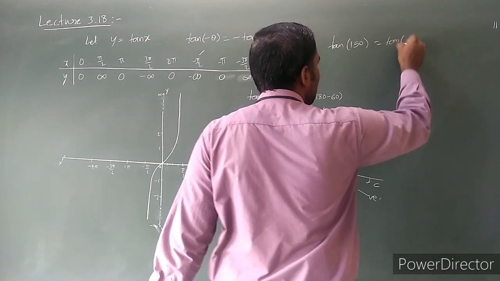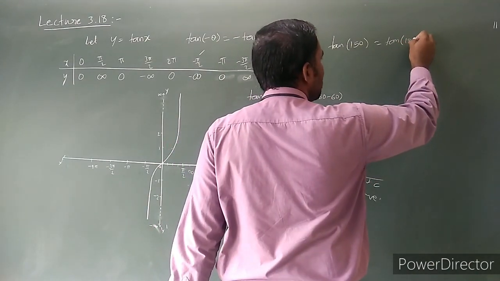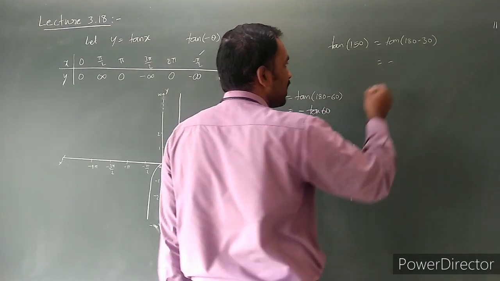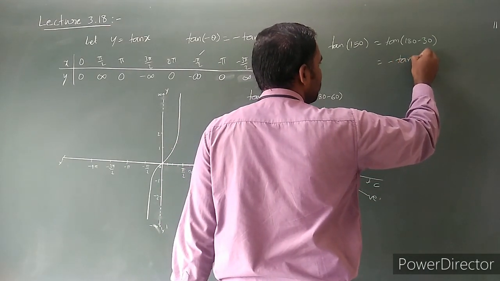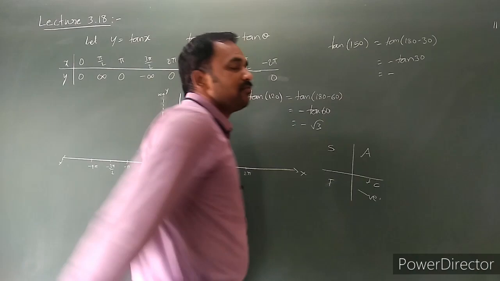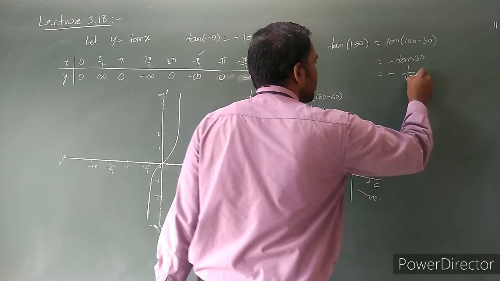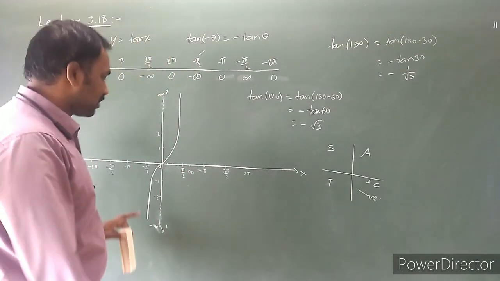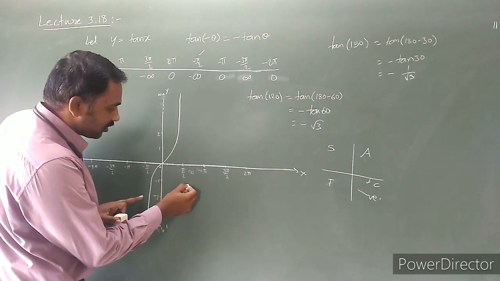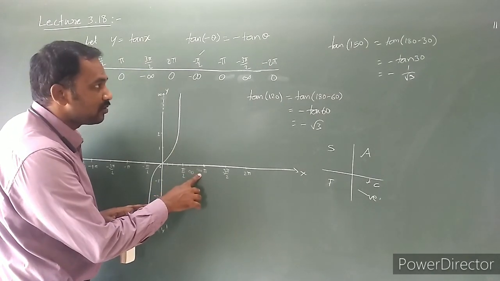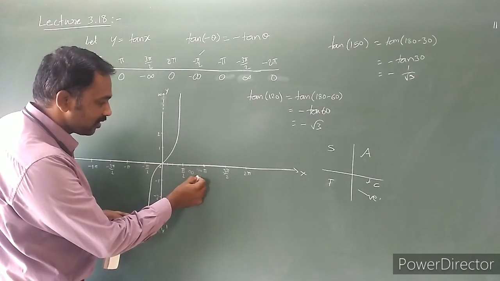Split it into the other angle: tan of 180 minus 30 degrees. Tan is in the second quadrant, so it is negative. Tan of 30 with the negative sign. Tan 30 is 1 divided by root 3. So tan of 120 is minus root 3, and tan of 150 is minus 1 by root 3.